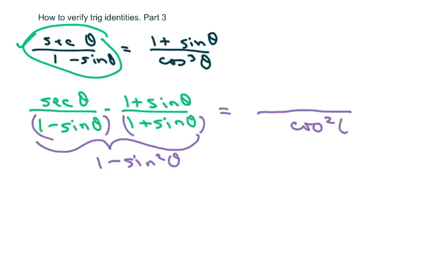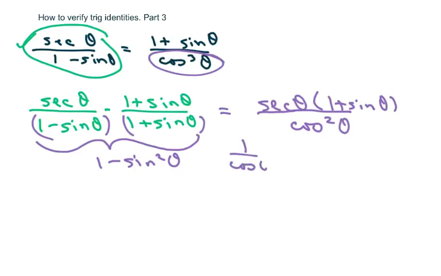And the reason I want to do that is because we have that cube there. For the numerator, we have secant theta times 1 plus sine of theta. Well, secant is 1 over cosine, so we could split this up and write this as 1 over cosine theta over cosine squared of theta times 1 plus sine of theta.